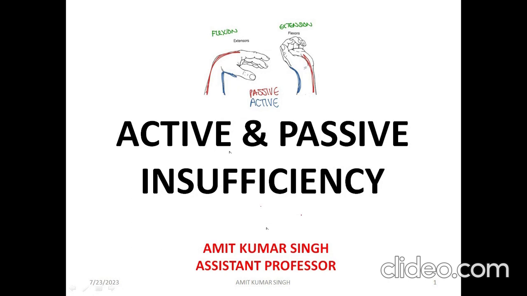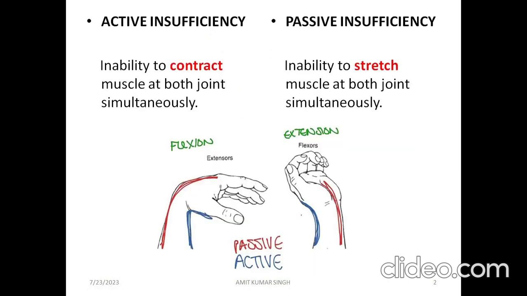Today's topic is active and passive insufficiency. So let's start the topic now. Before understanding the concept of active insufficiency and passive insufficiency, let me add one point here: active insufficiency and passive insufficiency take place only around two joint muscles.